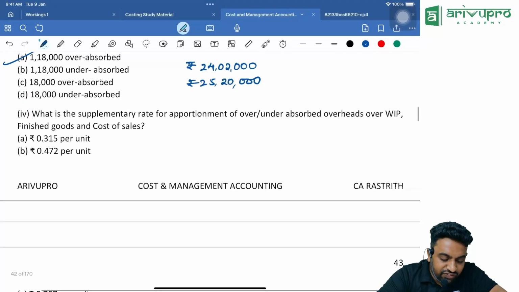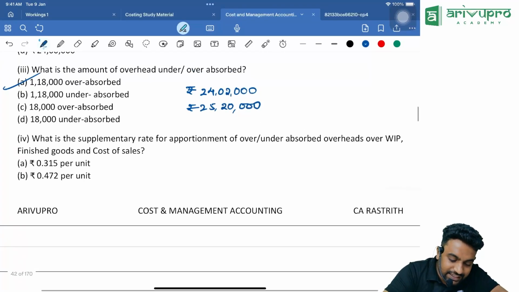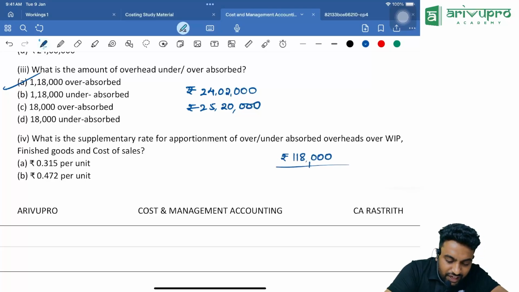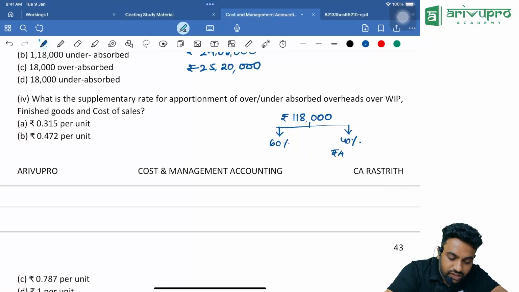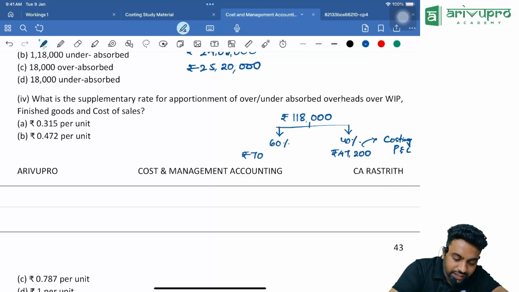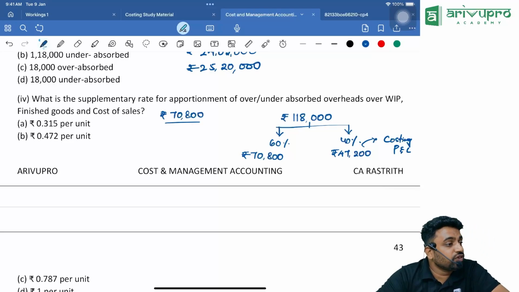What is the supplementary rate for the apportionment of the over absorbed overhead over WIP, finished goods and cost of sales? Guys, how much are you over absorbing? 1,18,000. In that we are going to divide it into two parts. 60%, 40%. 40% is due to abnormal reasons. How much is it? 47,200. This will go to costing P&L. Yes or no? 70,800. This will be considered for calculation of the supplementary rate. 70,800 divided by equivalent units produced during the period.